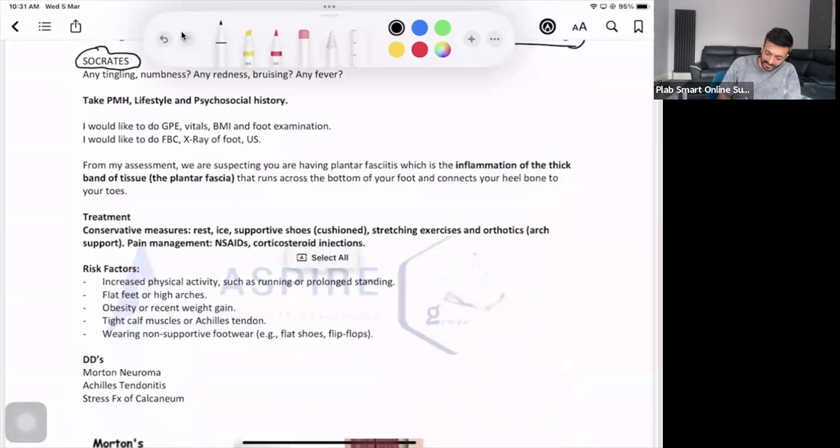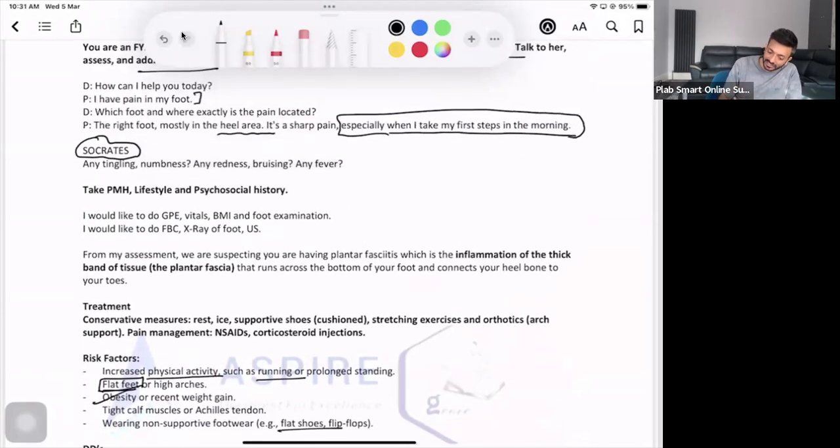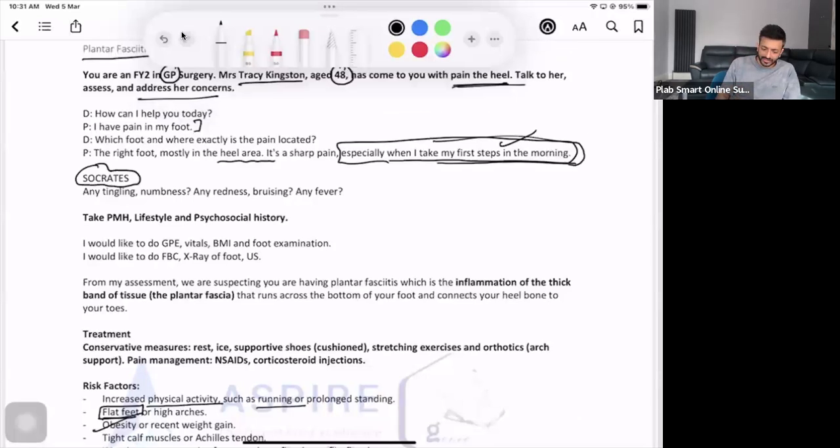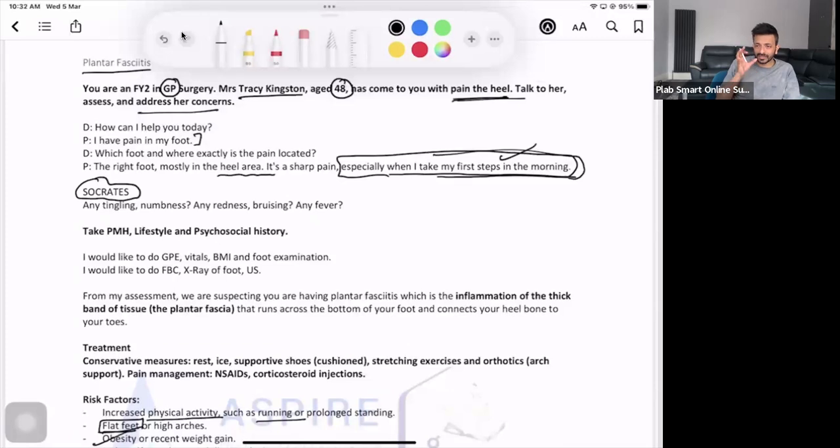Risk factors: obviously increased physical activity, flat feet, which is one of the main reasons, obesity, and wearing flat shoes can lead to plantar fasciitis, especially pain when I take the first step in the morning. That's your clincher. That is what the patient is going to tell you. Whenever you get any station in your exam, you simply have to elaborate the presenting complaint, and I promise you, 90% of the time you'll have your diagnosis with you.